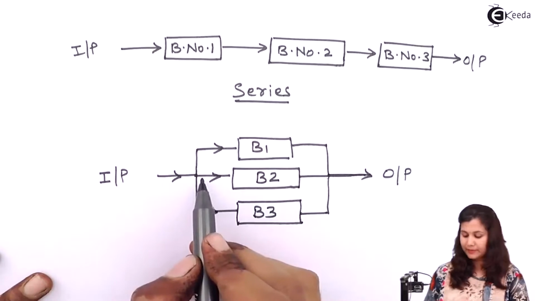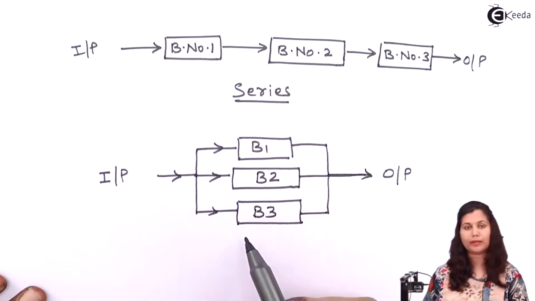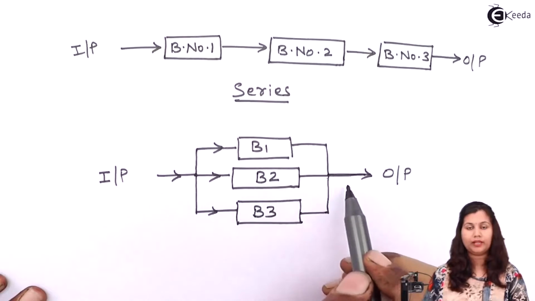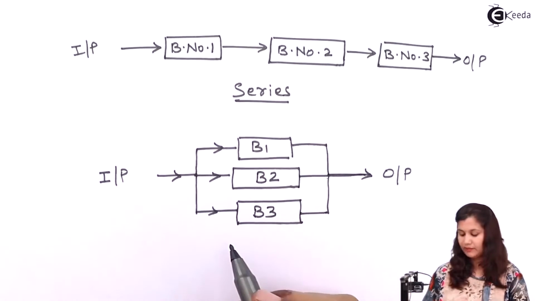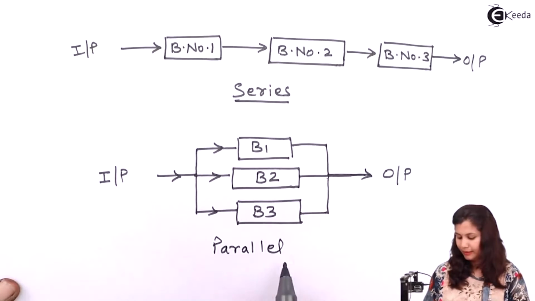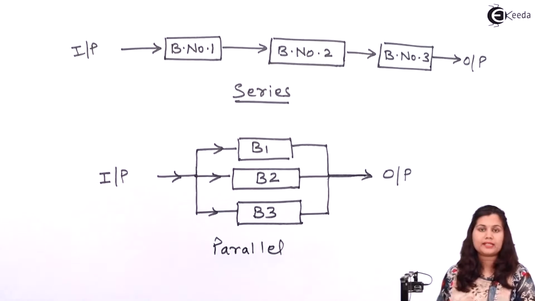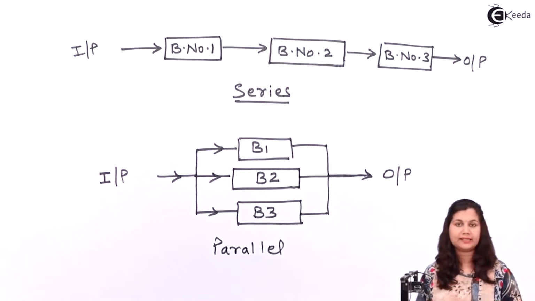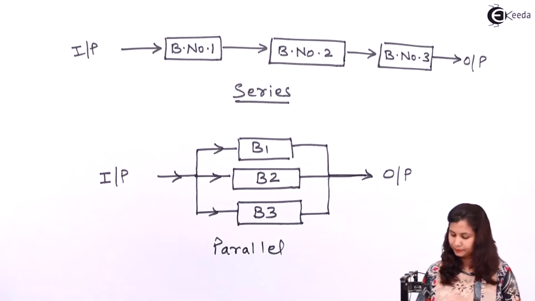Now, if the same signal is given as an input to block 1, block 2 and block 3, and they have the same output, the outputs get added up. In this way, when the blocks are connected, it is called the parallel connection of blocks. So these are the two ways in which the blocks can be connected: in series or in parallel.